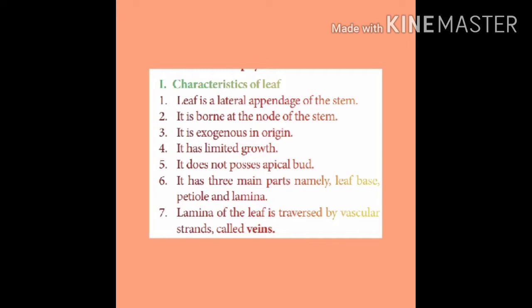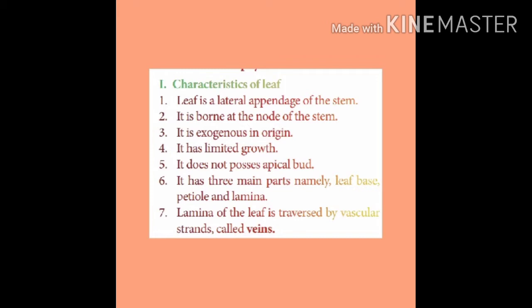A leaf is a lateral appendage of the stem. It is born from the stem, it is exogenous in origin, it has limited growth, and it does not possess any apical bud. There is no bud structure from where another plant will grow.